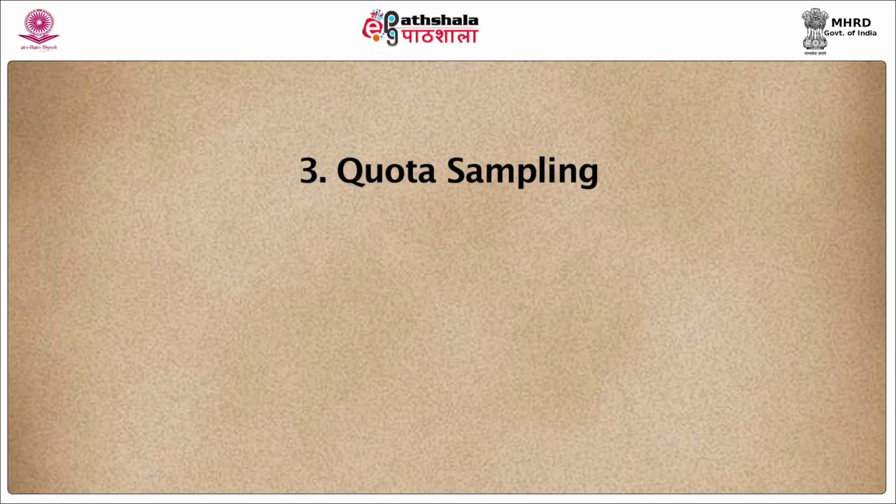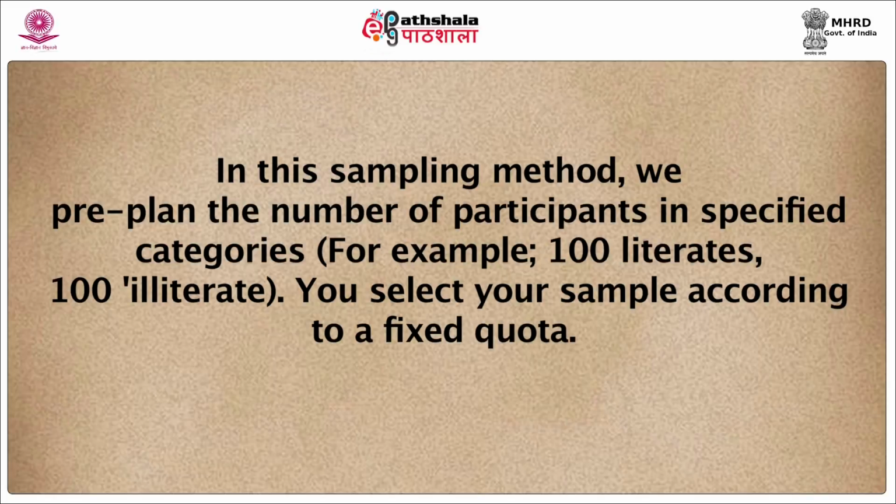3. Quota sampling. To understand this type of sampling, all we have to do is to understand the literal meaning of quota. In this sampling method, we pre-plan the number of participants in specified categories. For example, 100 literates and 100 illiterates. You select your sample according to a fixed quota.